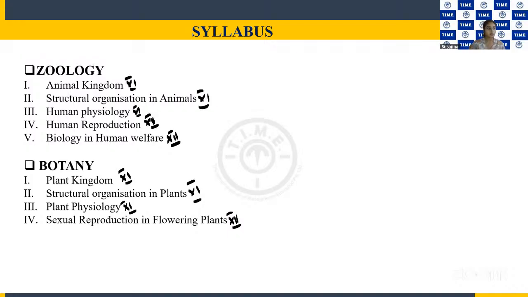From zoology, we have animal kingdom, structural organization in animals, human physiology, human reproduction, biology and human welfare. So this is actually a mixture of topics from both class 11 and class 12. Then from botany, we have plant kingdom, structural organization in plants, plant physiology, sexual reproduction in flowering plants. Again, it's a mixture from class 11 and class 12 NCERT.